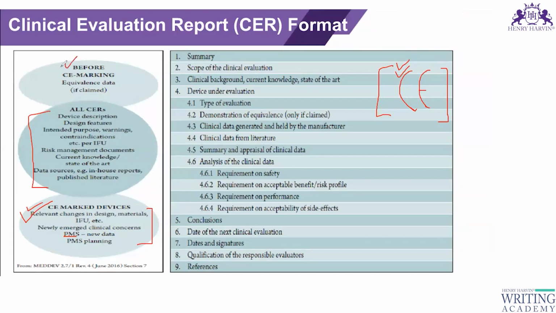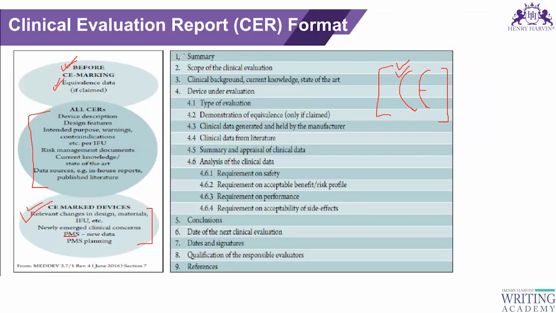The next is before CE marking. Before CE marking means the medical devices have not got CE marking, and maybe they are in the process of getting CE marked, or they have applied for CE marking to the notified bodies, and they may have a form number or a license number. Generally the form number or the registration number is there. So in that you have to submit. Whatever the status of the medical device is, you have to submit the equivalent data.